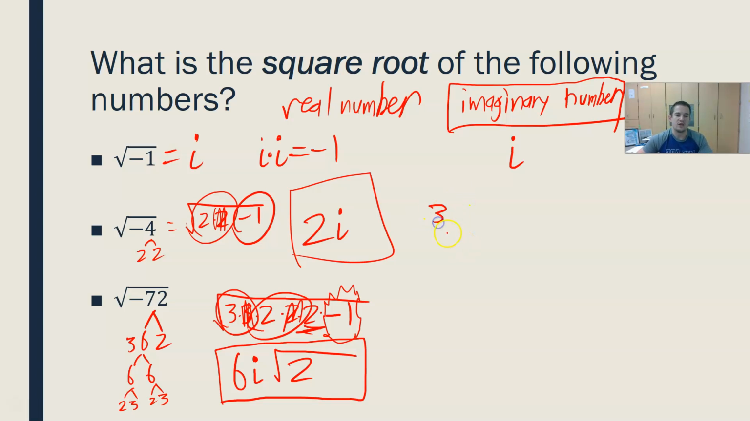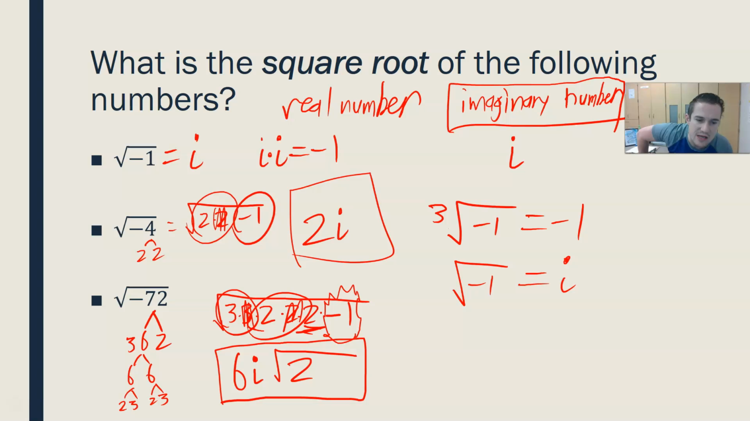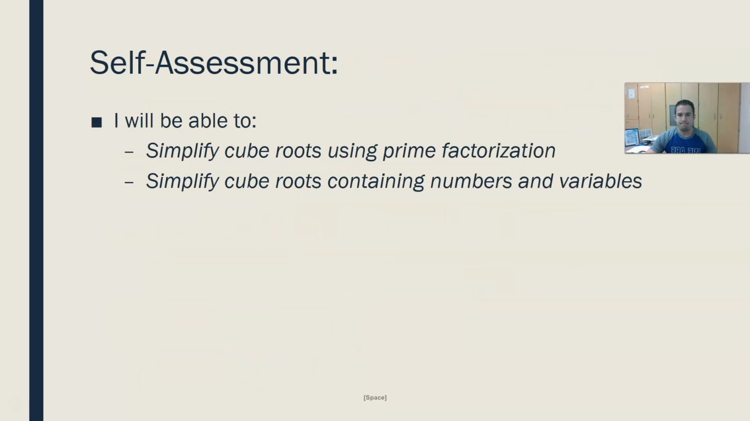So, when I cube root a negative number, I get a negative number. When I square root a negative number, I get an imaginary number. So we're going to continue to talk about these. We're going to start talking about imaginary numbers. But that's it for this lesson. Hopefully you're able to simplify cube roots containing numbers and variables, and hopefully you're starting to understand, we're going to cover it more, the concept of an imaginary number.